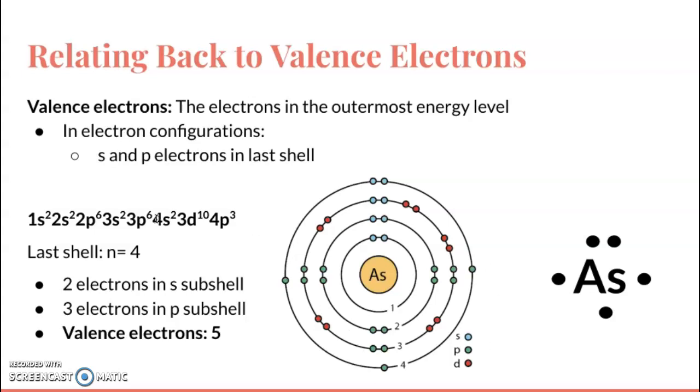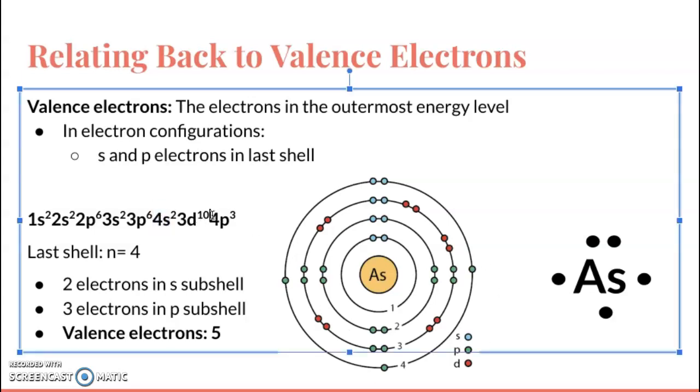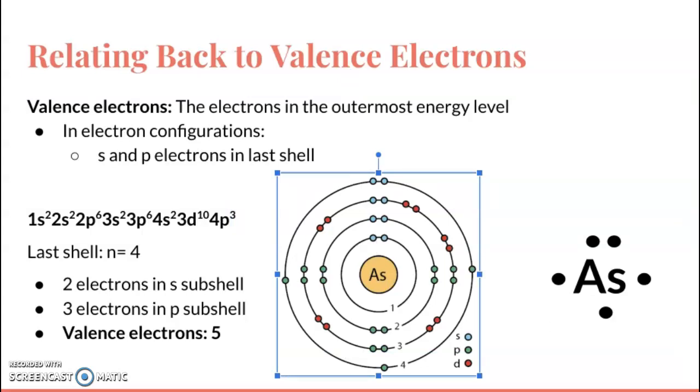So when I'm looking here, I notice that my largest digit for my big numbers is 4. So I know my last shell is 4. And I said that valence electrons are my S and my P electrons. So if I have 2 electrons in my S subshell, I have 3 electrons in my P subshell, I'm going to have a total valence electron count of 5. And I'm able to see that in my Bohr diagram here: 1, 2, 3, 4, 5.